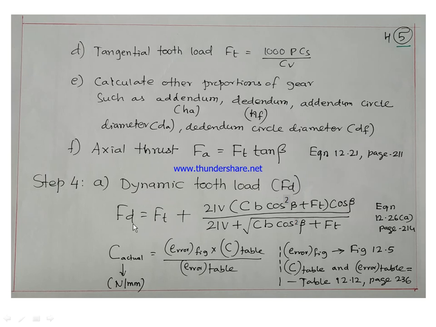The standard equation available in the data book for dynamic load is this one, tangential load plus incremental load, which is given by this equation, and all these terms have their usual meaning. Only thing is here cos square beta is coming, here it's cos beta, again here cos square beta. And the calculation of this C value is again based on the velocity. You have to get the error from the figure, and then you have to move to the table, search for the nearest error that we have taken from the figure, and the corresponding C value for the combination of the gear and pinion material.